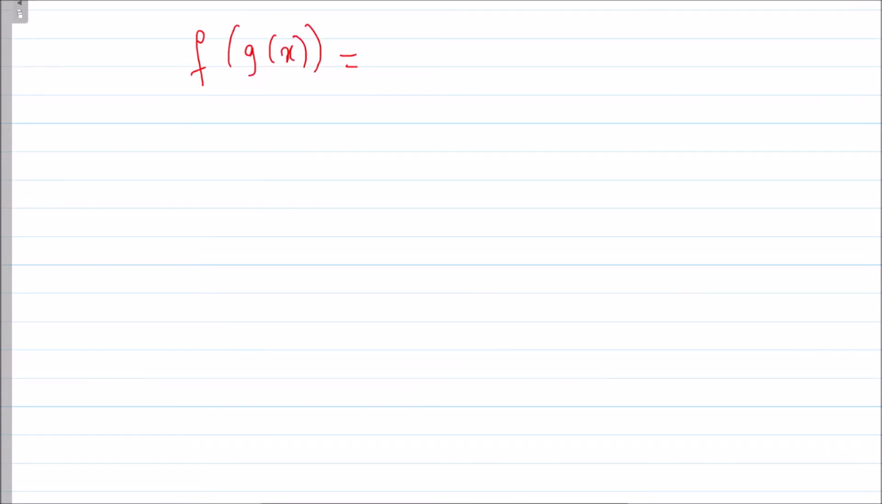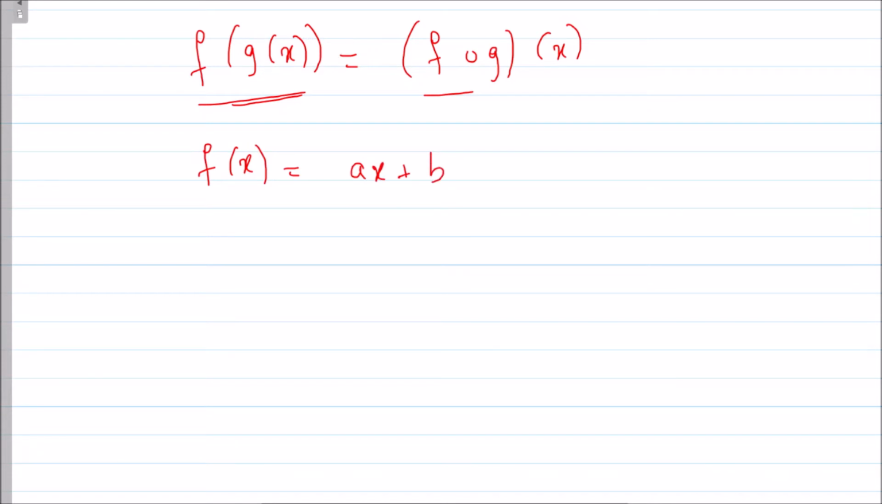Now here if you try to see, what is f of g of x? This is nothing but the composition of two functions, f compose g of x, right? So now let us try to compute f compose g of x and g compose f of x. Okay, so what is given to us? It is given that f and g are linear functions. So how will f and g look? My f of x will be ax plus b, my g of x will be cx plus d, where a, b, c, d, they all are real numbers. Some fixed real numbers.